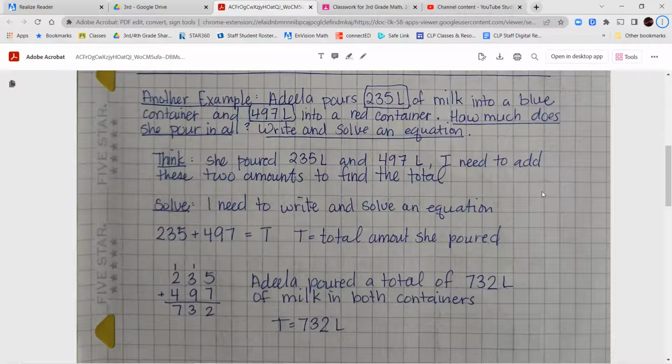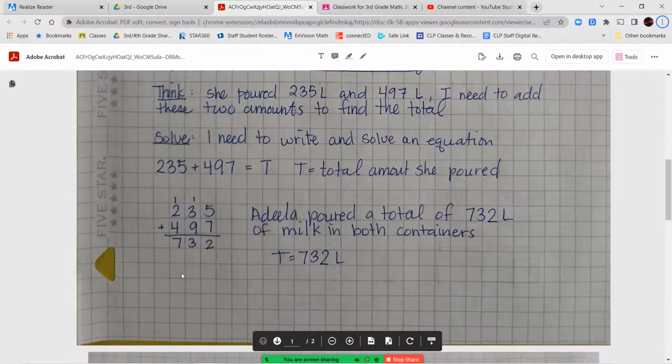So I'm going to write out the equation. 235 plus 497 equals T, and T is going to be the total amount that she poured. Now here you can see that I stacked and added. So 235 plus 497, I remember to stack in place value order. So my ones on top of my ones, my tens on top of my tens, and my hundreds on top of my hundreds. 5 plus 7 gave me 12, so I put the 2 and carried the 1.